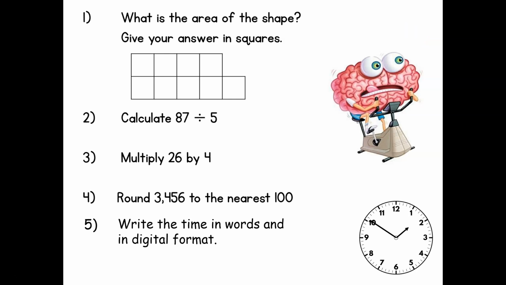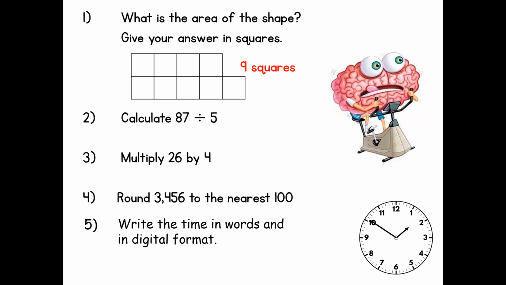Question 1. Area is the space taken up by a closed shape. We can count the squares inside this shape to discover the area is equal to 9 squares. Question 2 gives us a little bit of division revision.